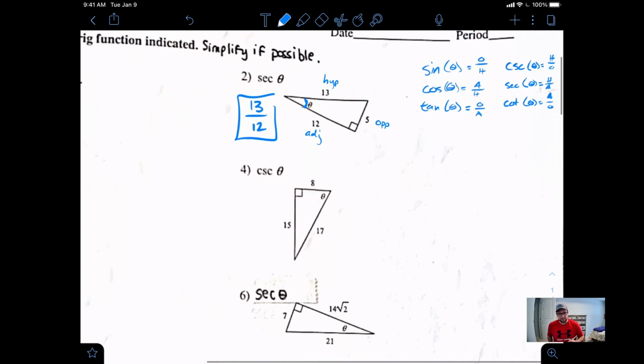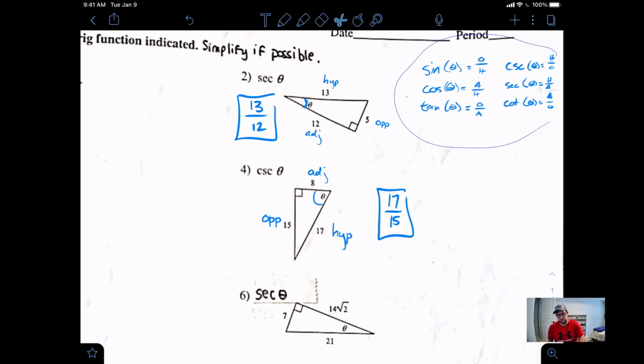Looking at problem number 4, cosecant of theta. Theta is sitting up here. This would be my hypotenuse across from the right angle. This would be the opposite across from the angle theta. And this would be my adjacent. Cosecant is the hypotenuse over the opposite. So in this situation, that would be 17 over 15, right? I'm just going back to my little chart that I created up top as I move through these problems.